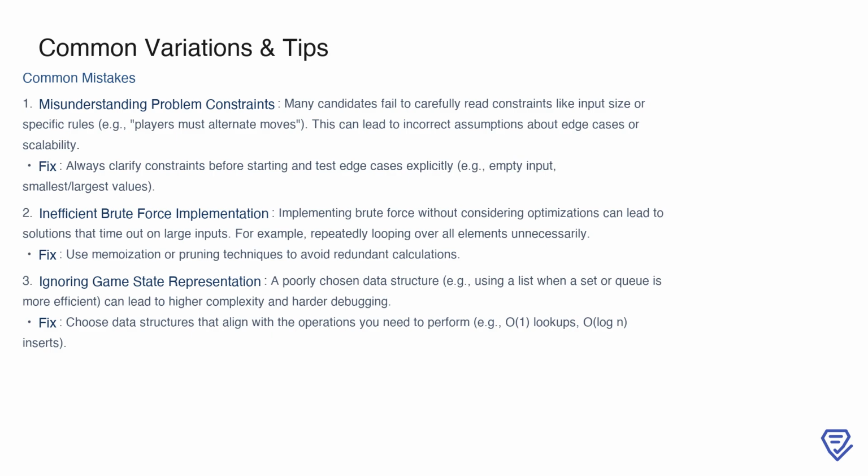Lastly, ignoring how the game state is represented can lead to higher complexity and harder debugging. For example, using a list when a set or queue would be more efficient can drastically affect performance. To avoid this, choose data structures that are well suited to the kind of operations you need, such as constant time lookups or logarithmic time inserts.